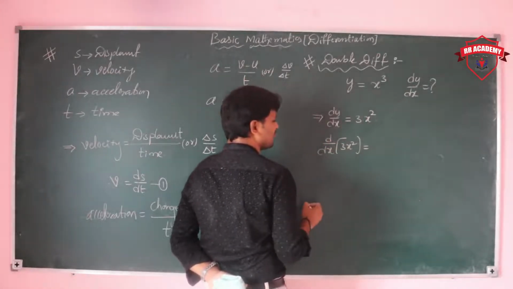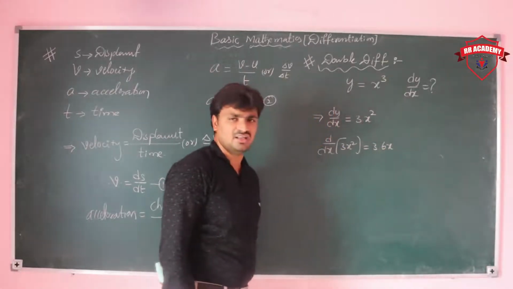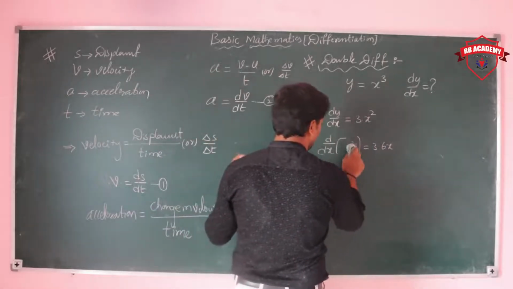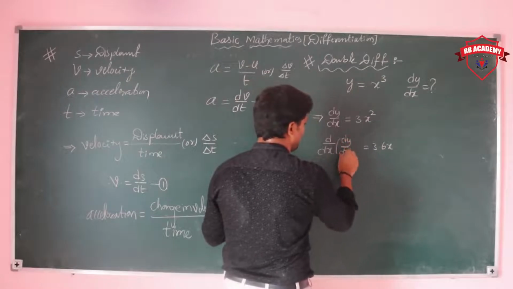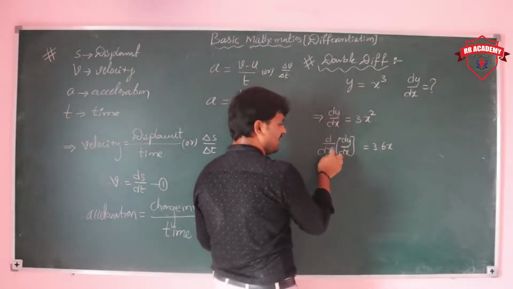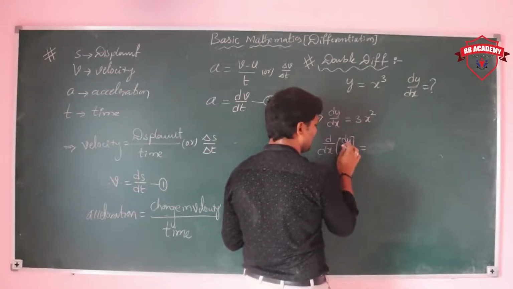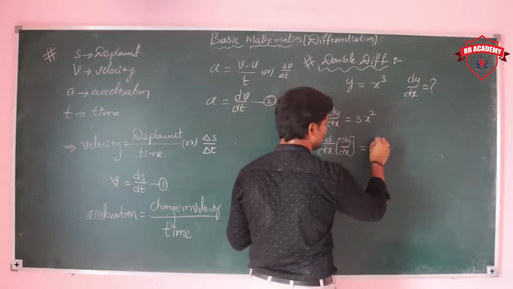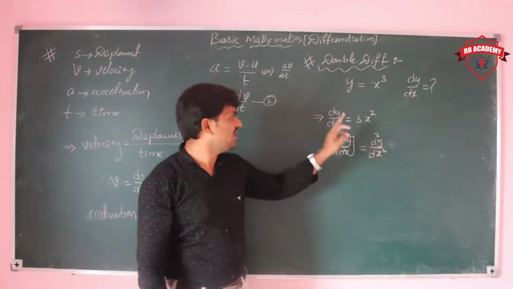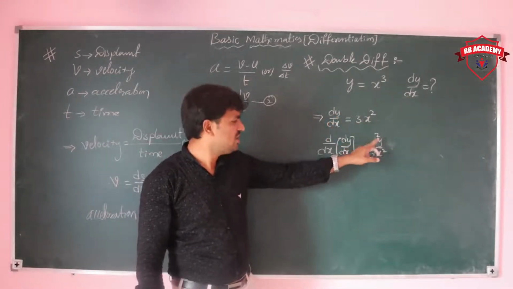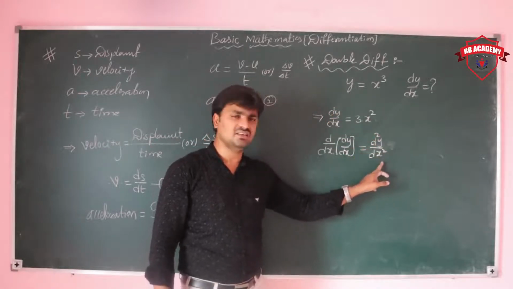Next, dy by dx of 3x square means how much can you get? 3 into 2x is 6x. So what we did here: differentiation of y, and again differentiation of dy by dx with respect to x. This is called second order differentiation. So dy by dx goes to d square y upon dx square. This is the first order differentiation, and this is the second order differentiation: dy by dx and d square y by dx square.